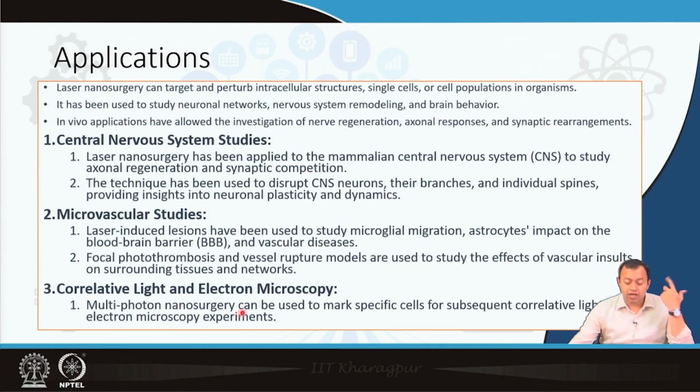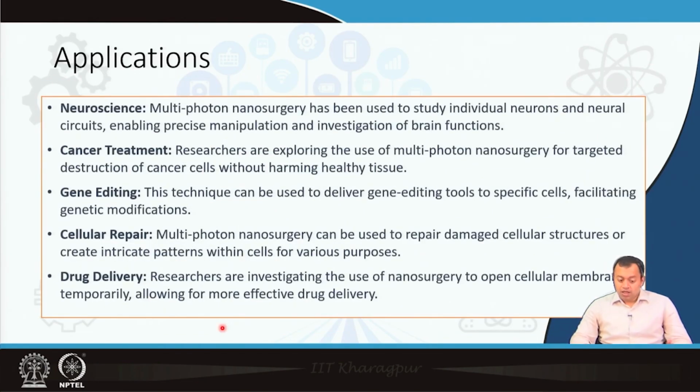Multi-photon nanosurgery along with multi-photon microscopy can be used to mark specific cells for subsequent correlative light and electron microscopy experiments. You have application not just in neuroscience, but cancer treatment, gene editing, cellular repair as well as drug delivery. Researchers are investigating the use of nanosurgery to open cellular membranes temporarily, allowing for more effective drug delivery.